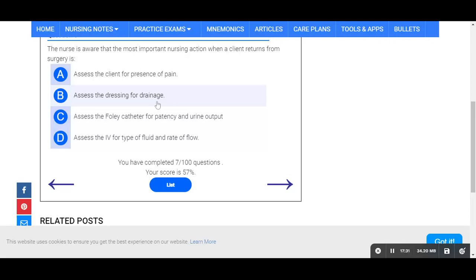Assessing the dressing for drainage. This, I think, is the most important because the types of drainage that we have may indicate infection, such as if you have serosanguineous drainage, if you have serous drainage. So the normal one that we have is actually sanguineous or serosanguineous, is that it? Or purulent drainage. Oh, those are indicative of infection. So I think this is the best one. But let's see what it says here, the rationale.